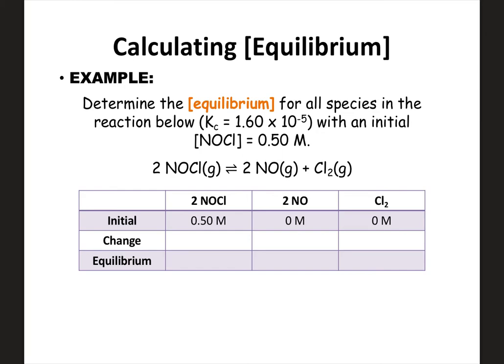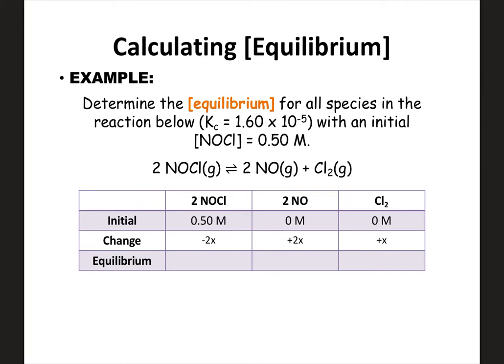I do have some initial values of 0, so I don't have to worry about doing Q based on what they told me in the problem. My initial concentration of NOCl is 0.5 molar, and the NO and the Cl2 are both 0. All right, so I'm going to be forming my products, and my reactants are going to decrease, my products are going to increase. So the products will be plus for the change, and the reactant is going to be minus. So now I can work on the change part of my ice table.